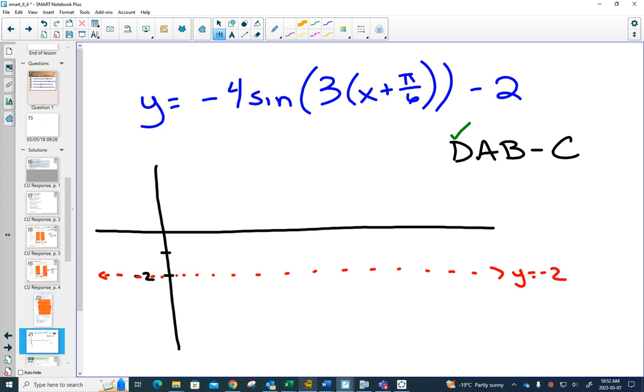Next, I know that my amplitude is 4, so I can go up 4. My maximum is going to be a +2. Down 4, I know that my minimum is going to be at -6. That's all we need to do for our amplitude, so I'll check that off.